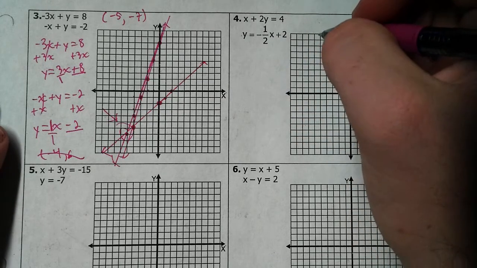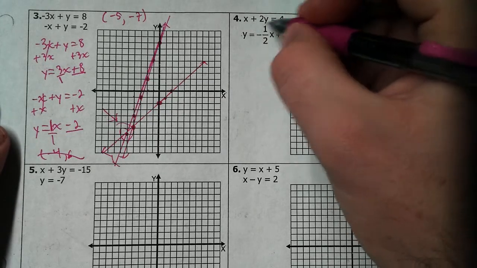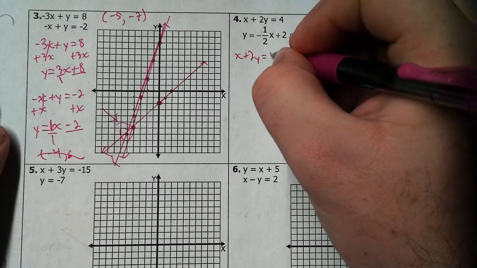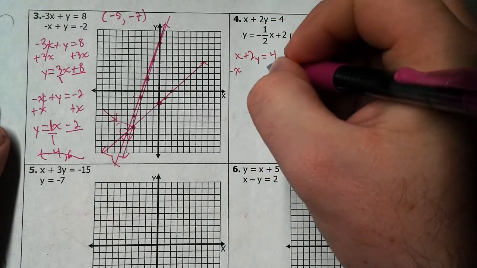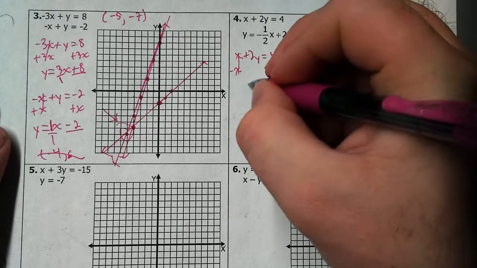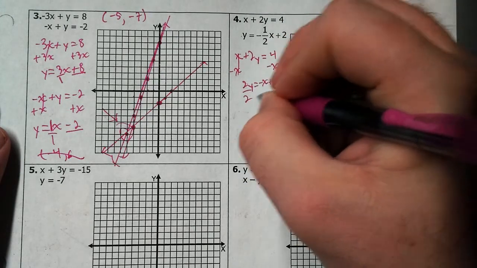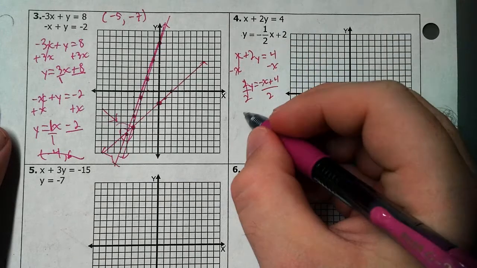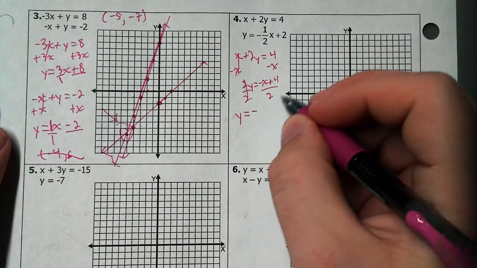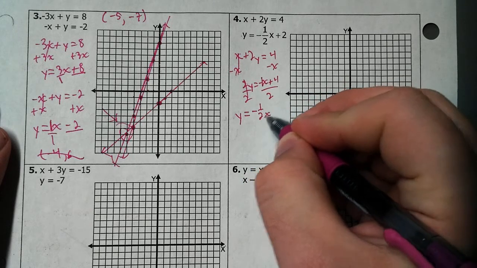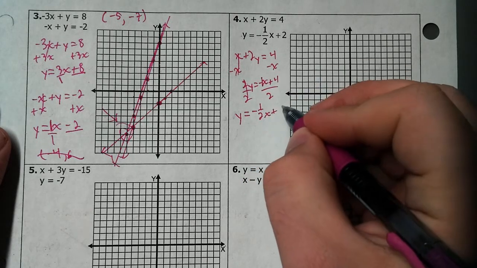All right, number 4. One's already in y equals, we just need to change this other one. So x plus 2y equals 4, move our x. 2y equals negative x plus 4, divide by y. So y equals negative, and remember that's a sneaky 1, so negative 1 over 2x plus 2.